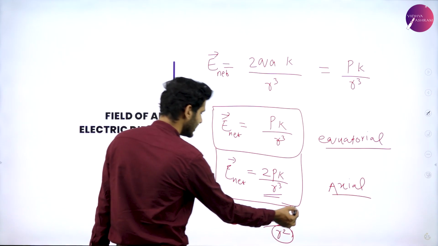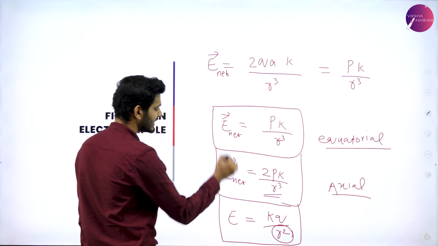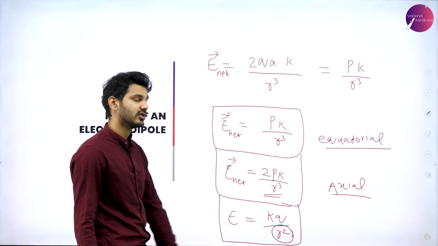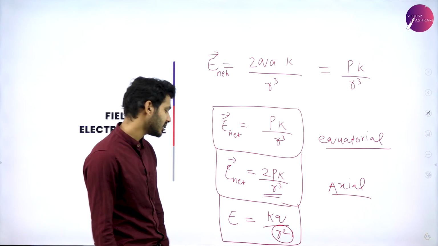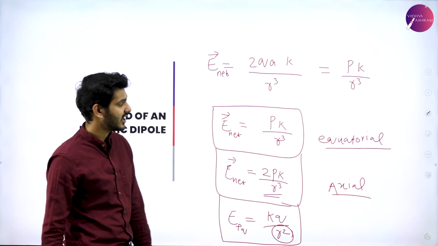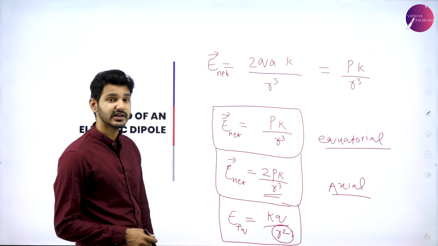So these three are very much interrelated. This is along the equatorial point and this is along the axial point, and this is for a single charged particle, either plus q or minus q. So let's summarize everything we have learned again.